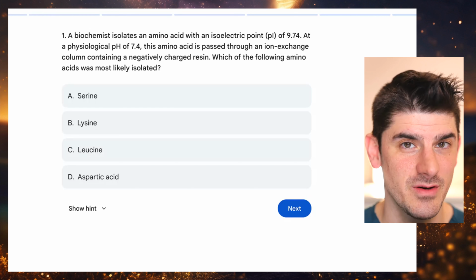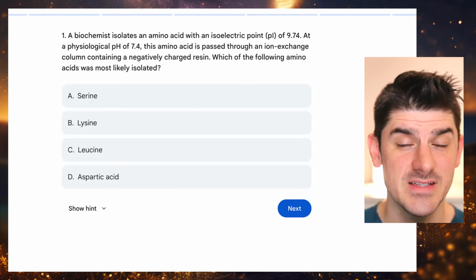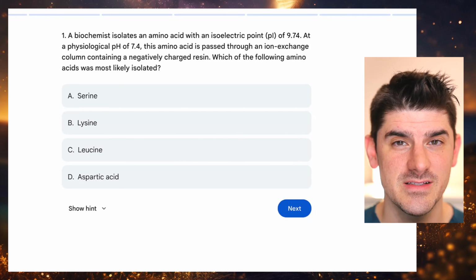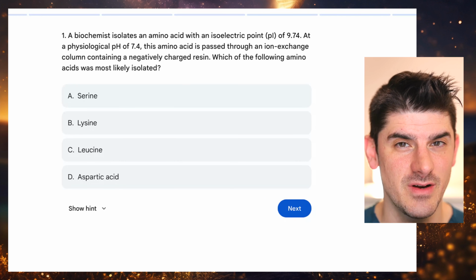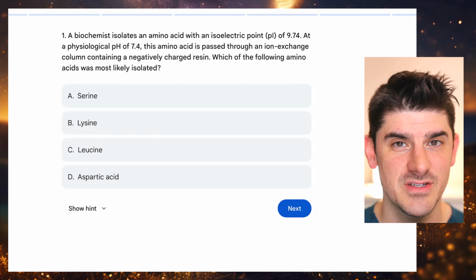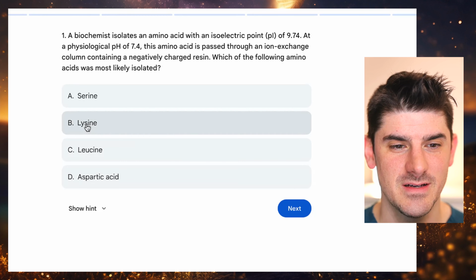Lysine is going to carry a net positive charge here, especially when it is dropped into a solution that is so much more acidic than its own isoelectric point. Lysine is a classic basic amino acid, and so since it will carry a positive charge, it will stick to this negative column. Answer choice B.